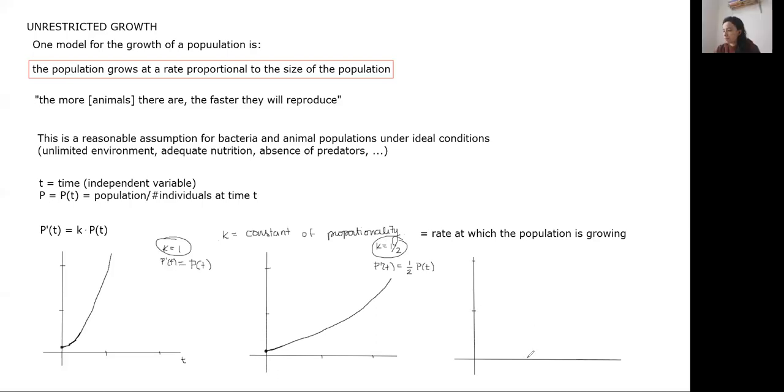Good, okay. And finally, if I have that k is equal to 2, that means the rate of change is larger. That means that the derivative is going to be equal to 2 times p of t. So 2 times the population. So if I have something like here, then my function is going to grow.